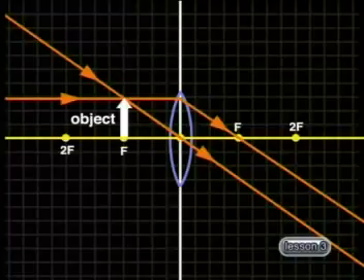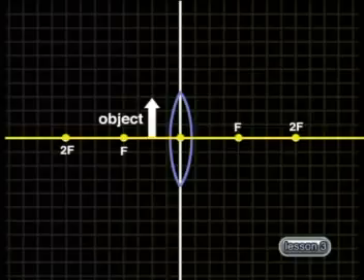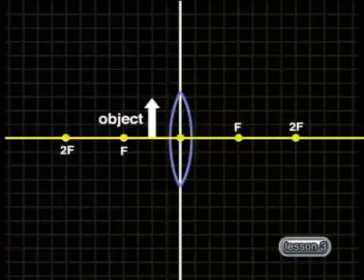Now let's move the object closer to the lens, between the lens and F. What image will form now? Why don't you try to draw a ray diagram of this situation? Check out my ray diagram.